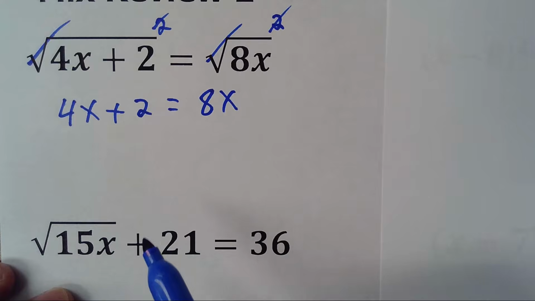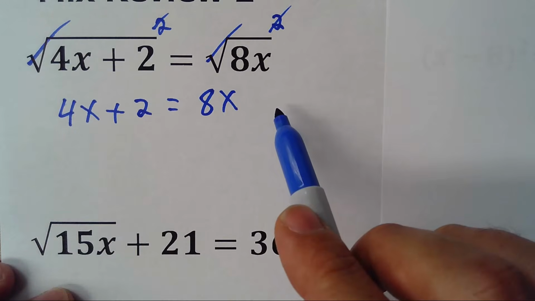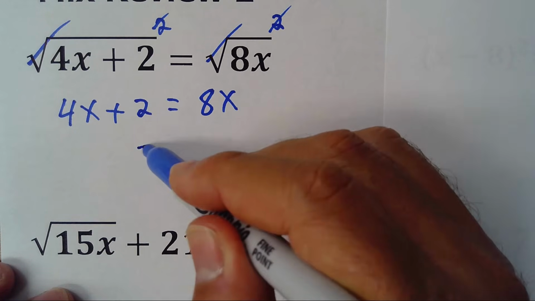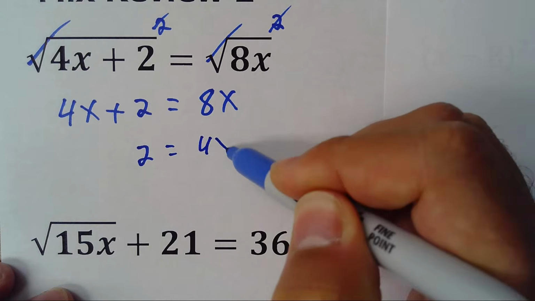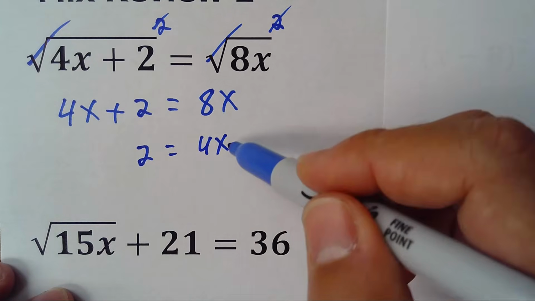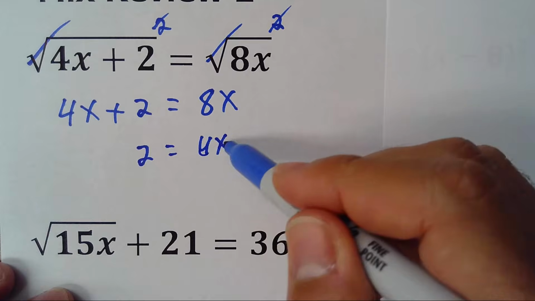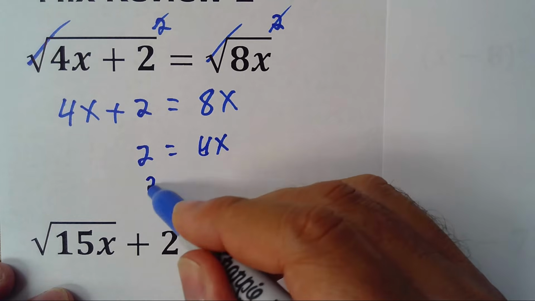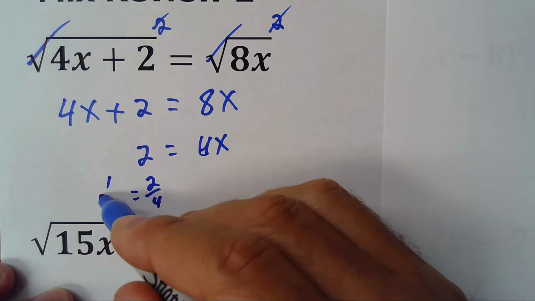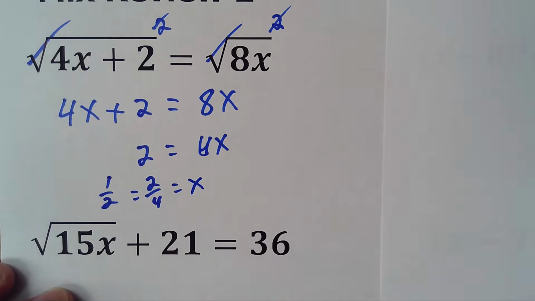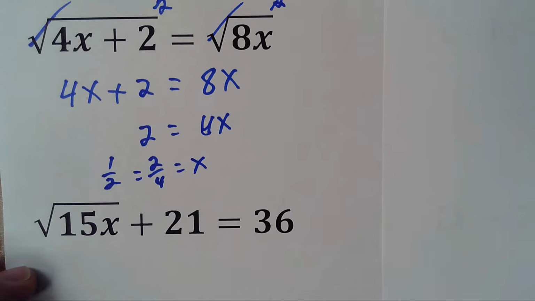Then we solve the normal equation. This 4x was here minus 4x, so that will be 2 is equal 4x, because 8x minus 4x is 4x, and then 4 multiplying x goes down dividing, so it will be 2 over 4, which is 1/2. So 1/2 is equal to x. Let's try the other one.